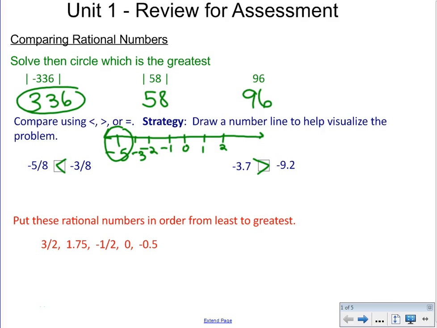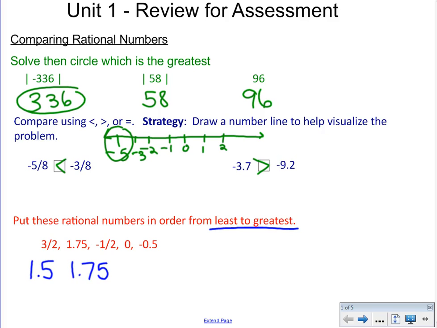In the next section, we're going to put these rational numbers in order from least to greatest. You have to pay attention to what the question is asking you to do. The first thing to do, the easiest way I feel, is to put all of them in the same form. Let's put them all in decimal form. 3 divided by 2, or 3/2, is equal to 1.5. 1.75 is already in decimal form, so I can just leave it.